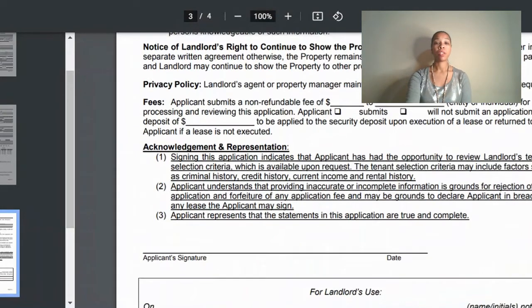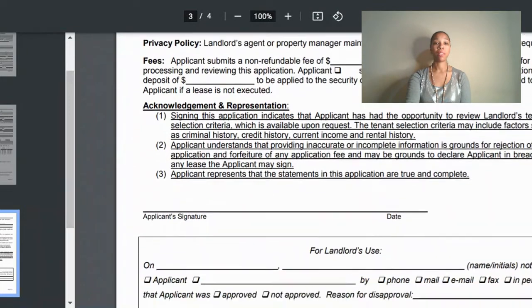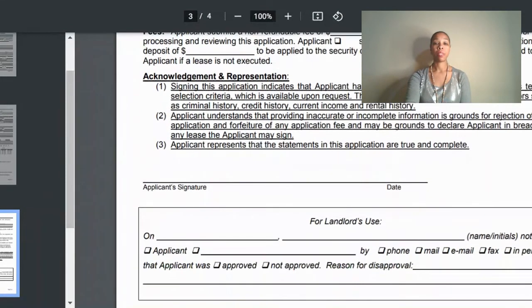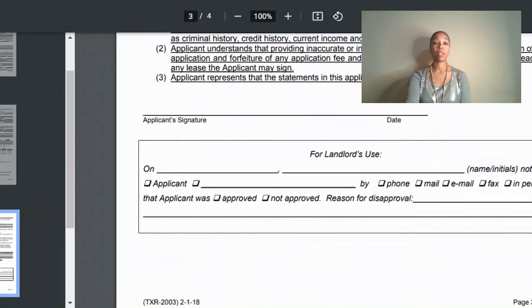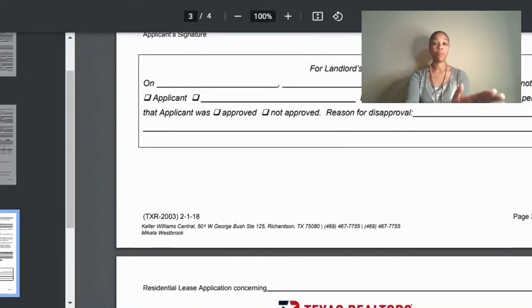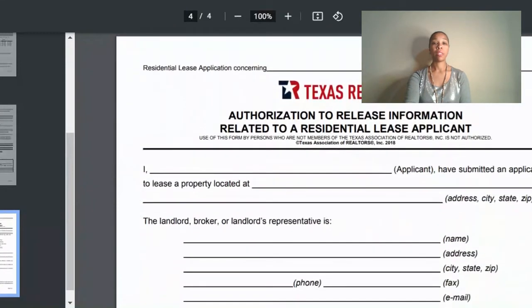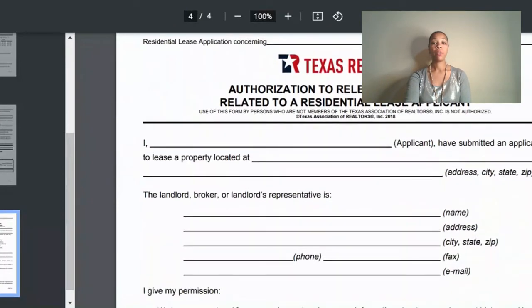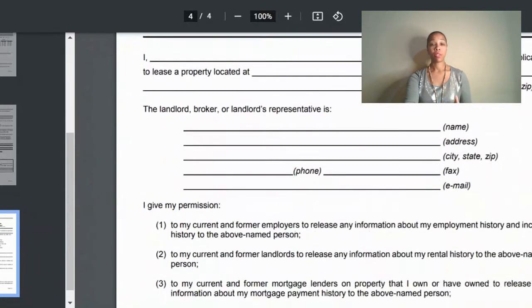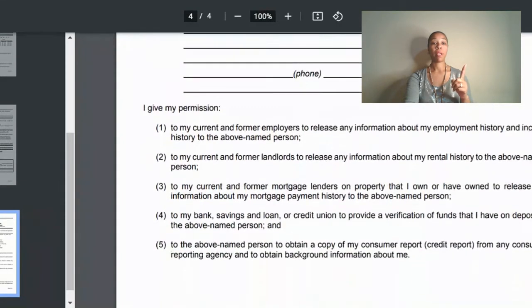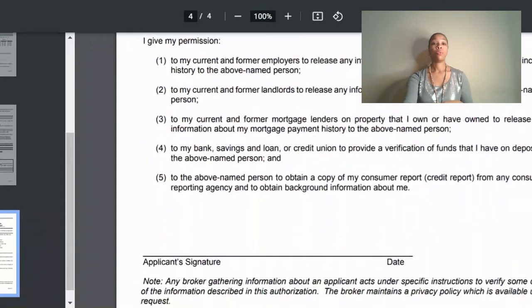And so then it talks about fees and the privacy policy and acknowledgments and representations. And then this is where you sign off, and the landlord has their little section that they need to do. And then you come down to the release of information on page 4, which talks about you submitting your application of the property and the representatives are, and then you give permission to my current and former employers to release any information about my employment history and income history to the above named person.